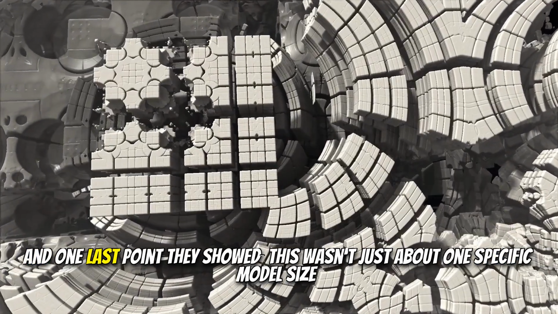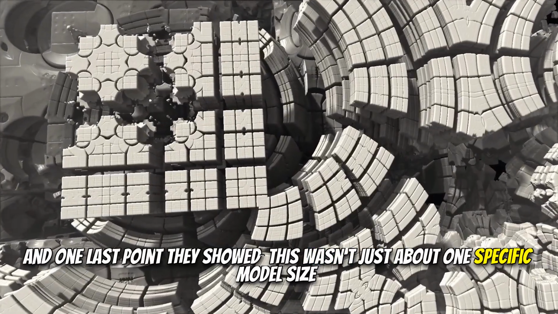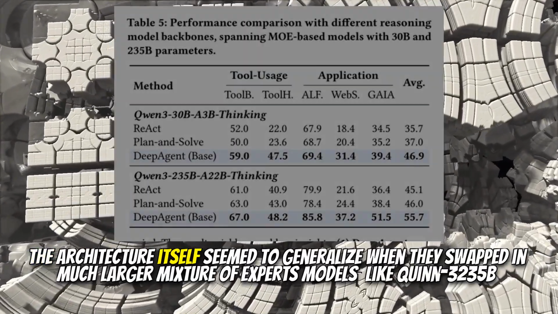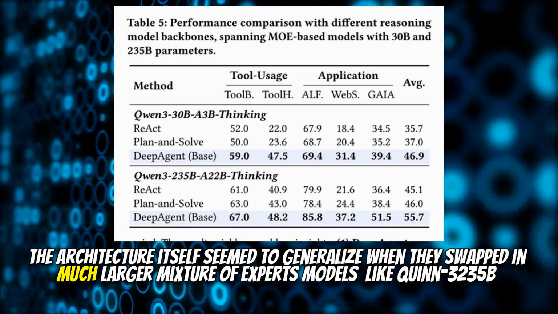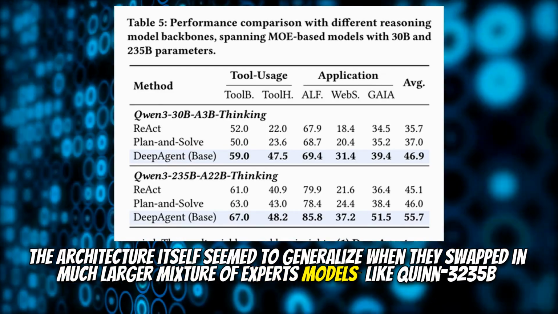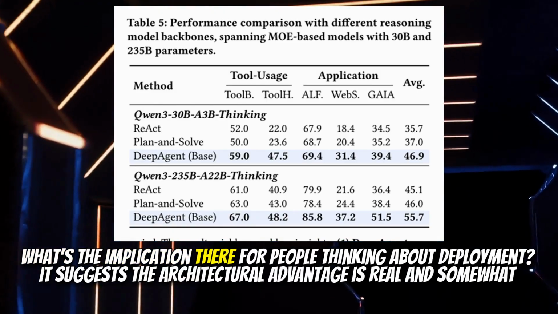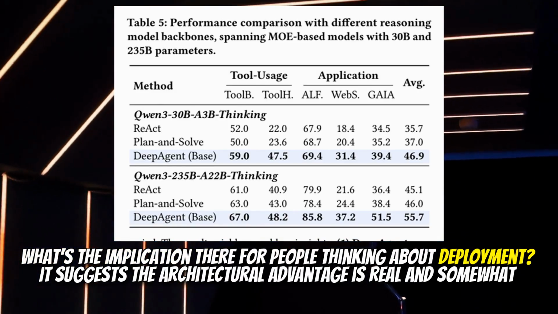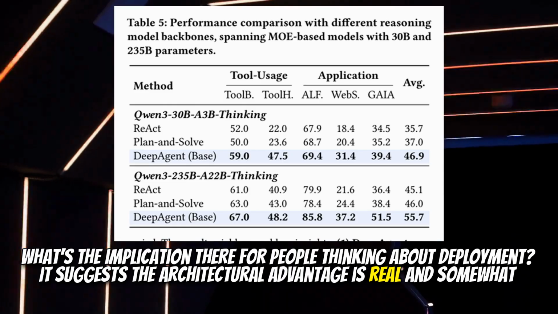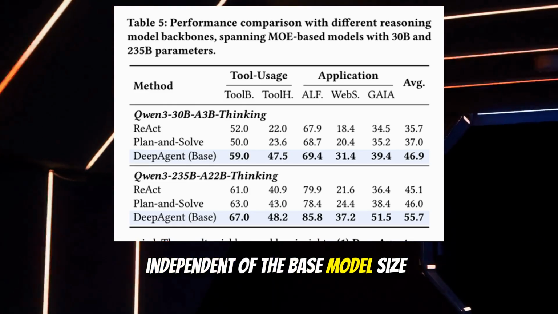And one last point they showed, this wasn't just about one specific model size. The architecture itself seemed to generalize when they swapped in much larger mixture of experts models like Qwen 3 235B. What's the implication there for people thinking about deployment? It suggests the architectural advantage is real and somewhat independent of the base model size.